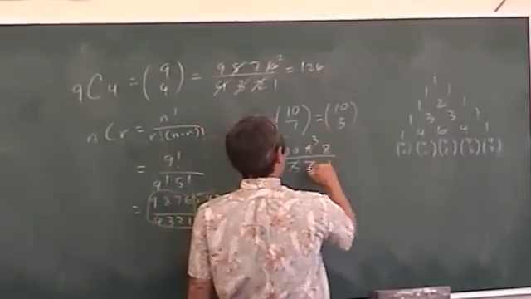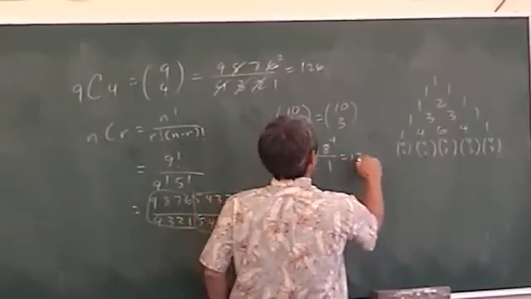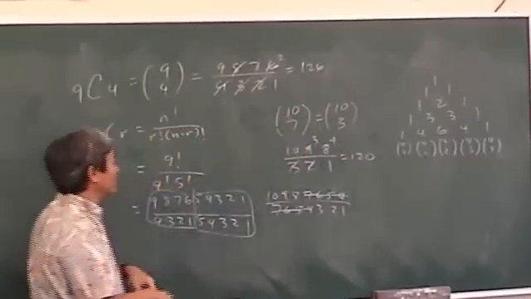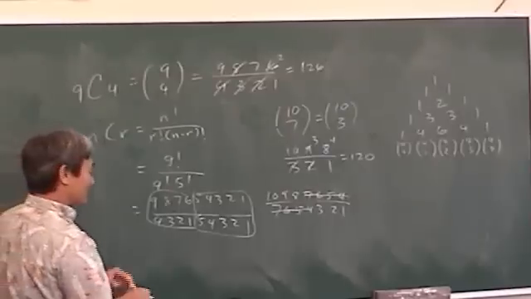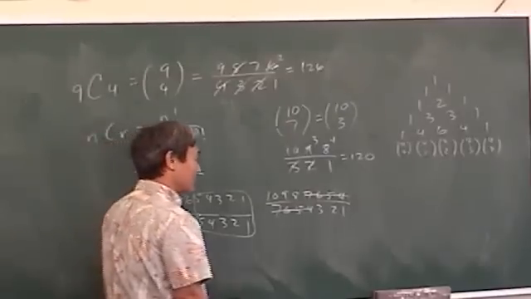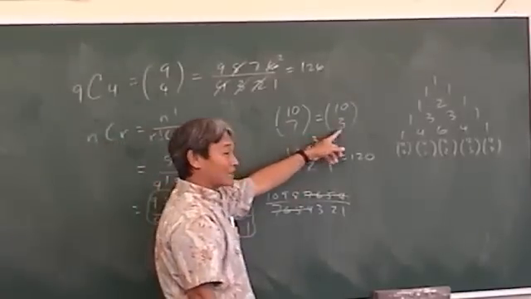3, 4, 12 times 10, 120. So there's 120 ways you can select 7 candy bars from 10 to put in your lunchbox. Yeah, which is the same thing as selecting 3 candy bars from 10.